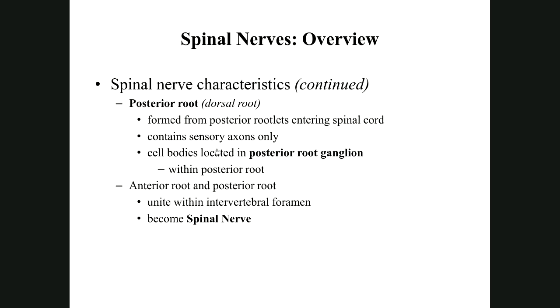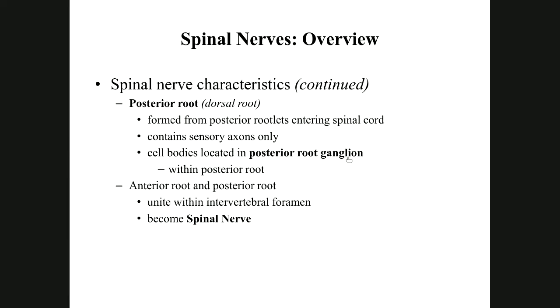Again, if we're looking at a picture, they always give us this bulge called the posterior, or I prefer to call it the dorsal root ganglion. And so this root ganglion is just the bulge, and it's at the base of the posterior or dorsal root, and it kind of helps us to see which one is that dorsal root.